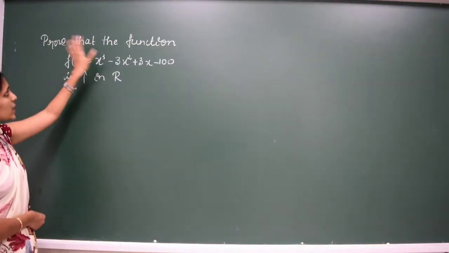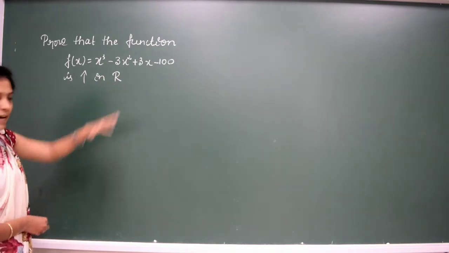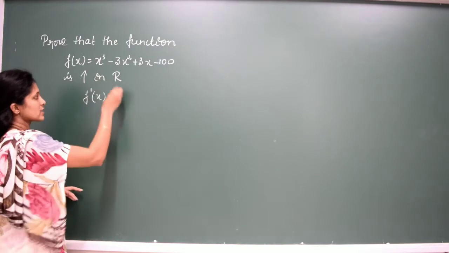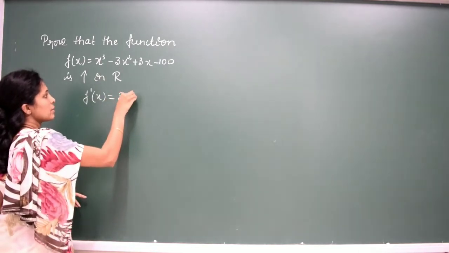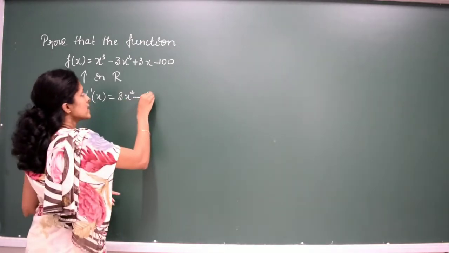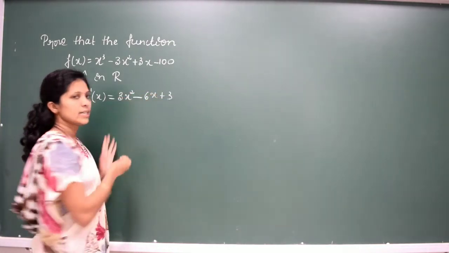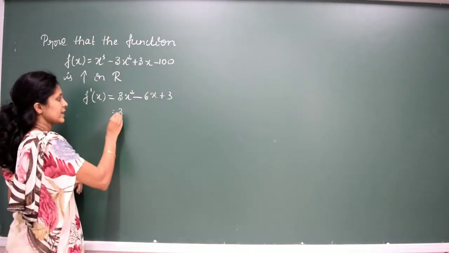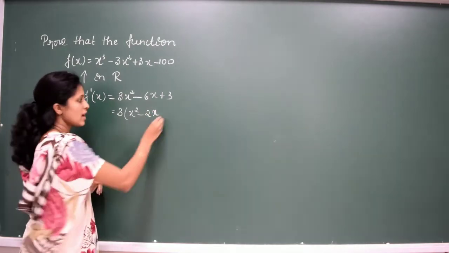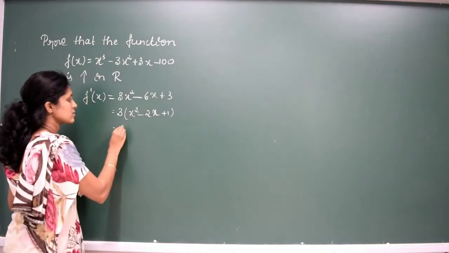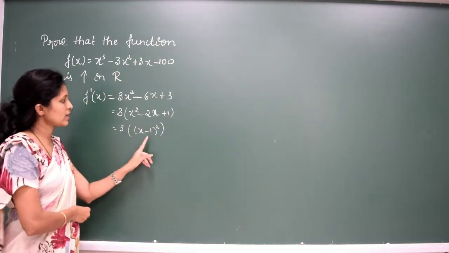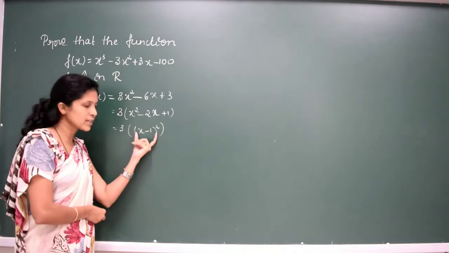This simple one. Prove that the function is increasing on R. First what you have to do, differentiate it, right? F dash of x will be 3x square minus 3 into 2x, the derivative of x square is 2x, 3 into 2 will be 6x, plus 3. Here you can see 3 is common. Take 3 common: x square minus 2x plus 1. So this can be written as 3 into x minus 1 whole square, plus 3.